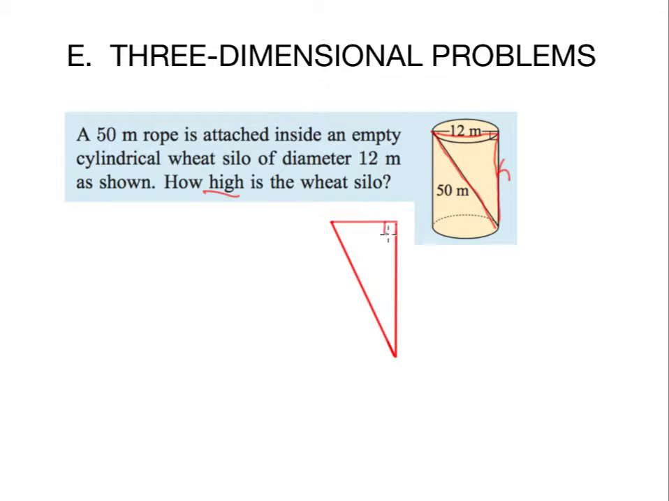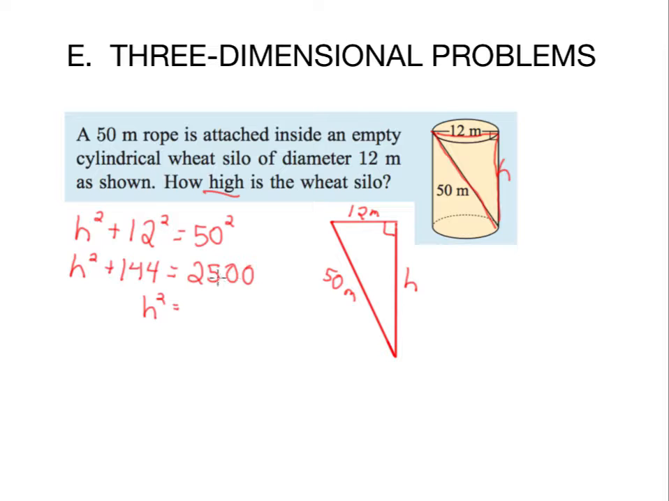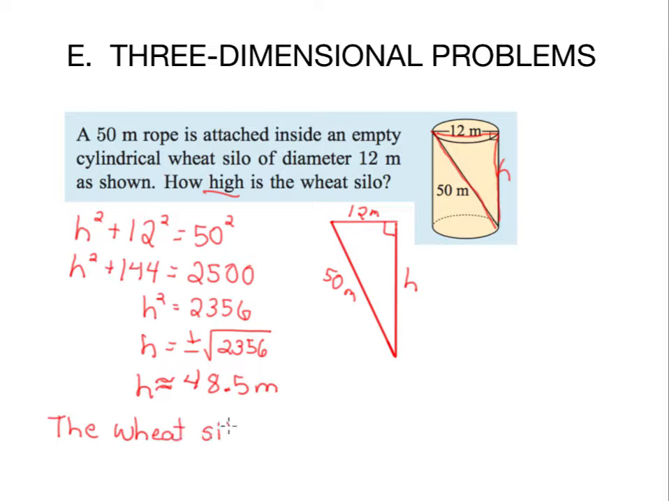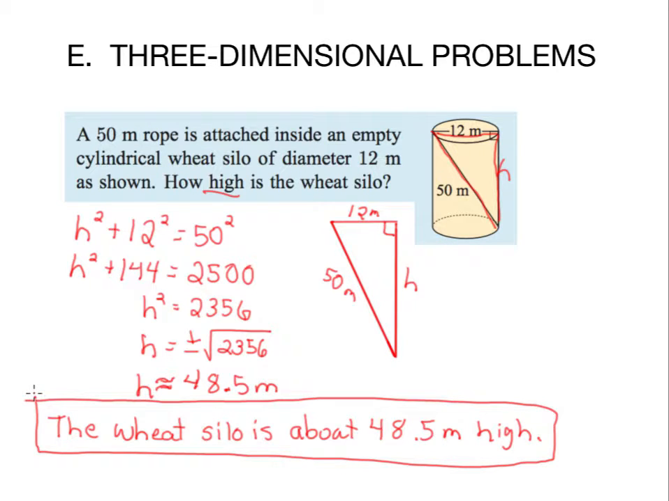Labeling our information on this new right triangle, I have my height of h, 12 meters across the diameter, and this rope of 50 meters long. We need to solve for h, so we just use Pythagorean theorem. h squared plus 12 squared is going to equal 50 squared. Now I'm just going to simplify this down and solve for h. That h is approximately 48.5 meters. And then of course we write our final answer as a sentence. You have now completed your first three-dimensional word problem.